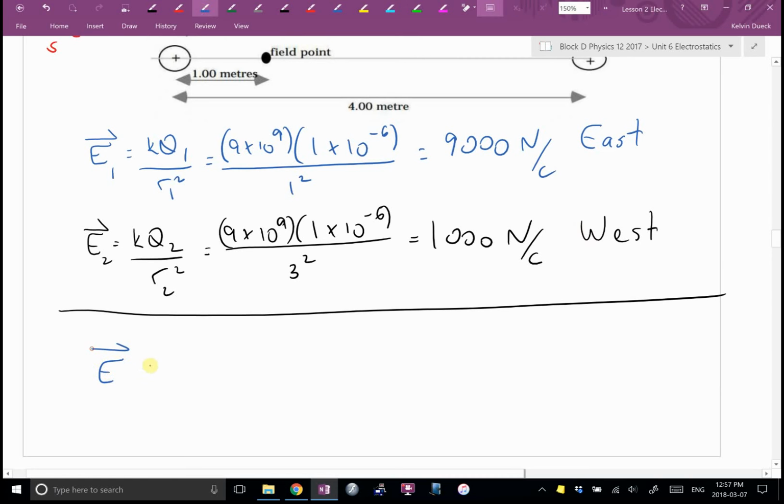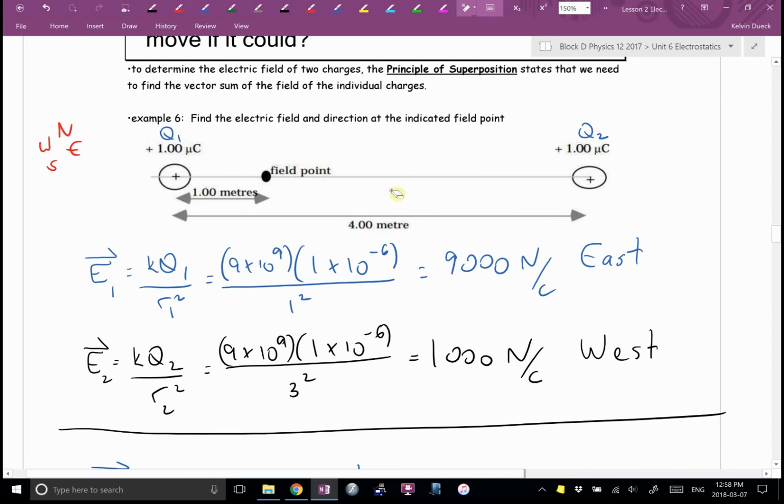So the electric field is going to be 8,000 newtons per coulomb east. I guarantee I'm going to ask you to do a question like that. However, I may put the field point in between them. I may put it over here, but I'll give you all the distances that you need. I may put it over there. I'll give you all the distances that you need.